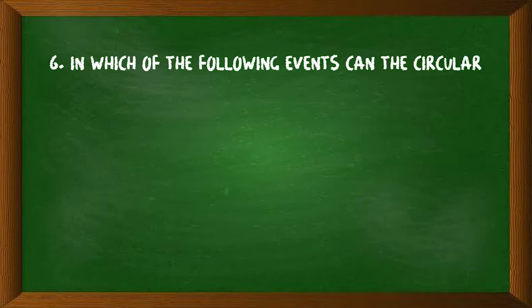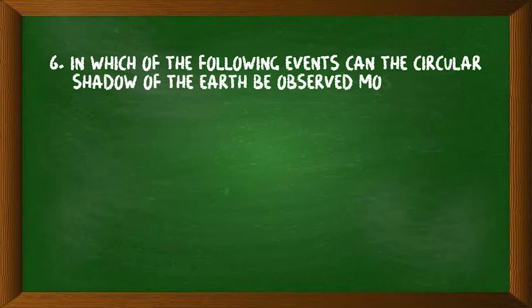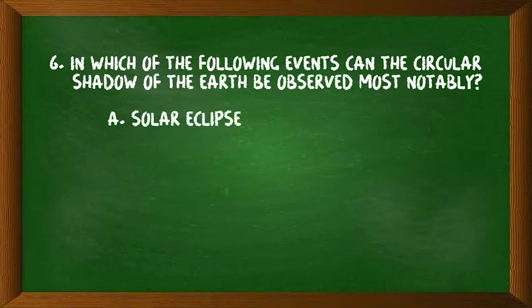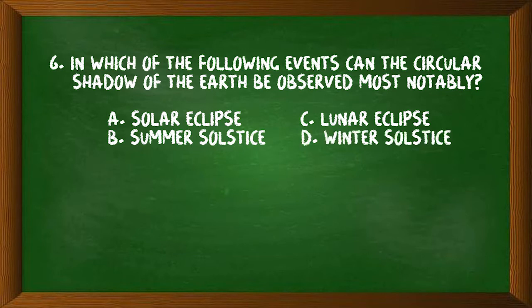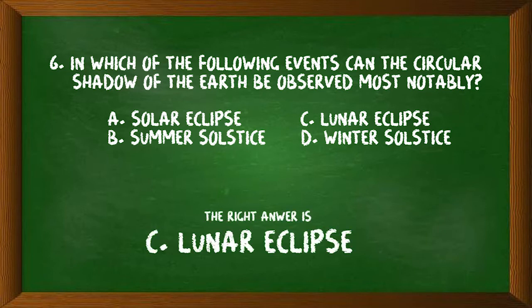Question number 6. In which of the following events can the circular shadow of the Earth be observed most notably? Letter A, solar eclipse. Letter B, summer solstice. Letter C, lunar eclipse. Letter D, winter solstice. Again, in which of the following events can the circular shadow of the Earth be observed most notably? Time is running. Write your answer. And the correct answer is letter C, lunar eclipse.